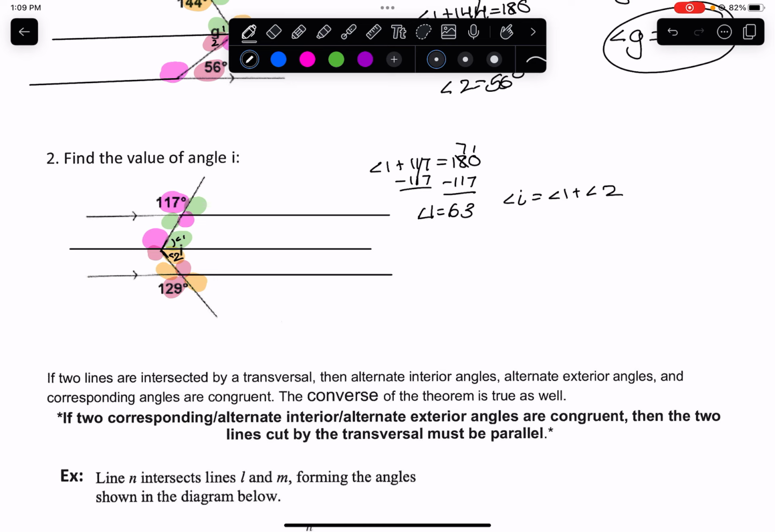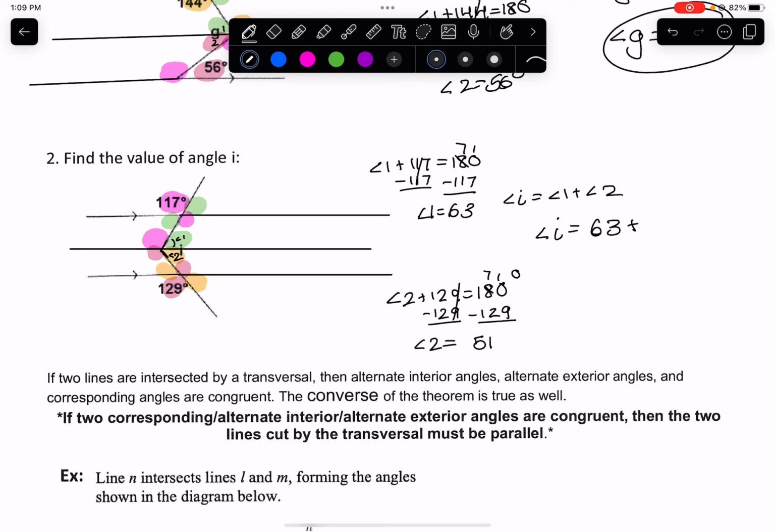So again, I see they're different colors. So angle 2 plus 129 is equal to 180. So angle 2 is 151, so my final step is to add those two together. (115 degrees).